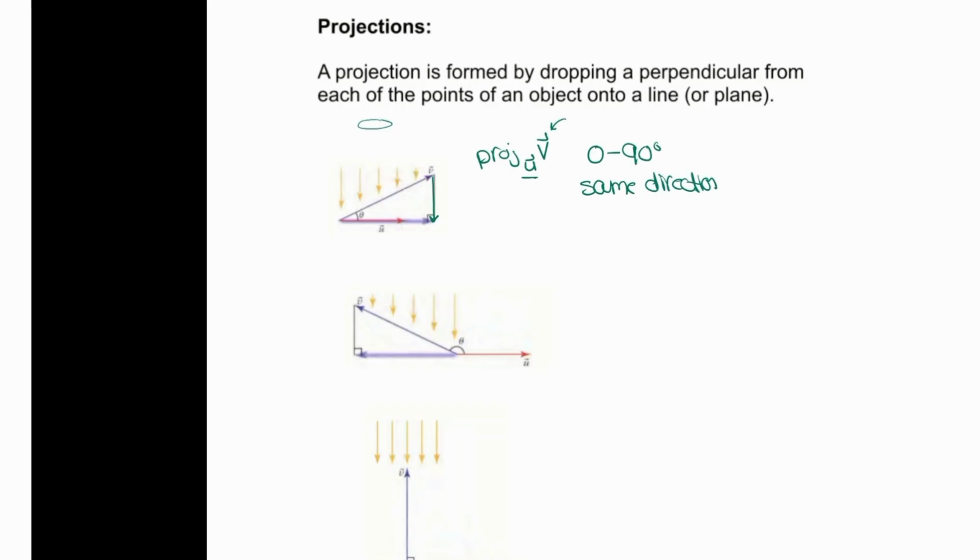Now, if the angle between the two vectors is between 90 and 180 degrees, then the projection of V onto U is going to be negative. It's going to be in the opposite direction.